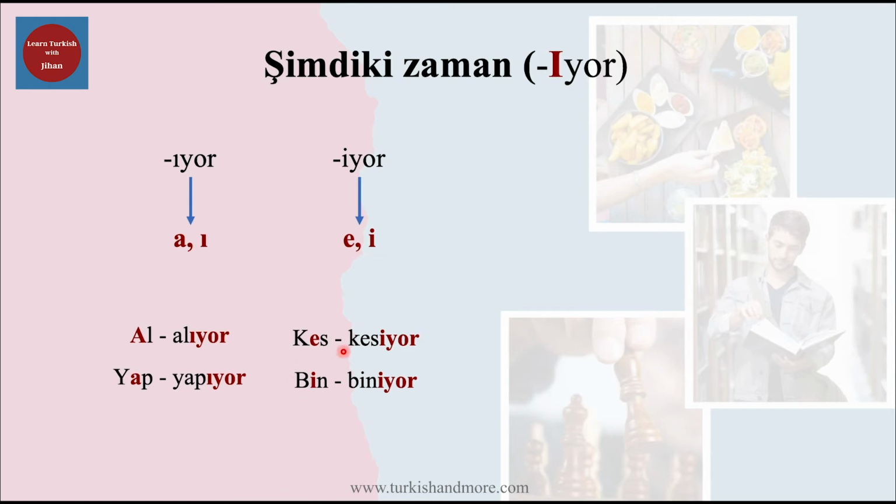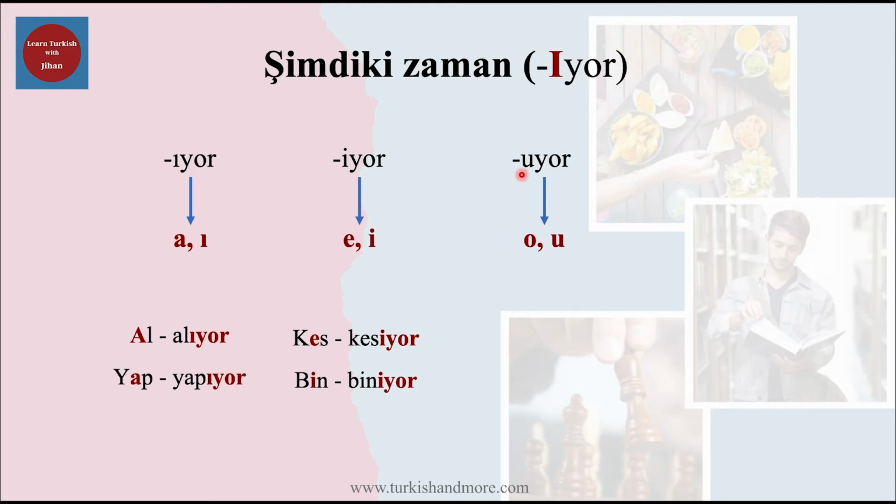So, kes, what is the last vowel in that verb? It's e. If I go back to the rule, is it e, i, a, ı? It's e. So use iyor next to the verb. It becomes kesiyor. He is cutting, or she is cutting, or it is cutting. Bin. What's the last vowel in that verb? It's i. Is it one of these vowels? Yes, it is. I use iyor. So biniyor. This is the second case.